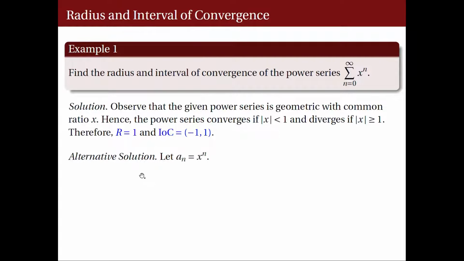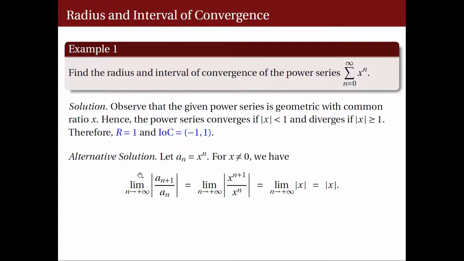Alternatively, we can use the ratio test to determine the radius and interval of convergence of a power series. For this example, we will consider a sub n is equal to x to the n. For x not equal to 0, we have the limit of absolute value of a sub n plus 1 over a sub n as n approaches positive infinity, which is equal to the limit of absolute value of x to the n plus 1 over x to the n as n approaches positive infinity. Simplifying this ratio, we have the limit of absolute value of x as n approaches infinity. Since x is independent of n, the limit is equal to absolute value of x.